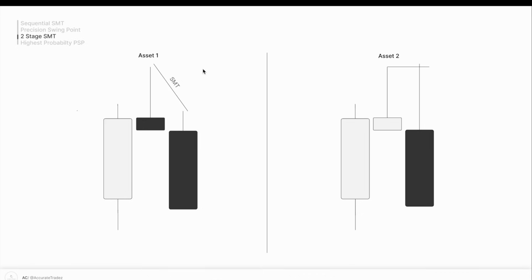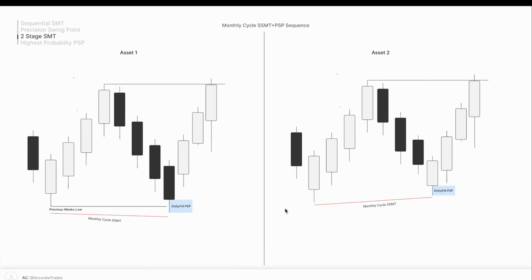Essentially, you can anticipate this asset right here to not take out this high right here. So this is a very, very powerful reversal sequence. Now we have a different form of two-stage. Right here, we see that this asset has taken out previous week's low, while this asset here has not taken out this previous week's low. If you paid attention to the first slide today, we know that that's a monthly cycle sequential SMT.